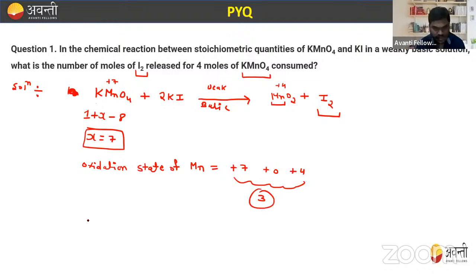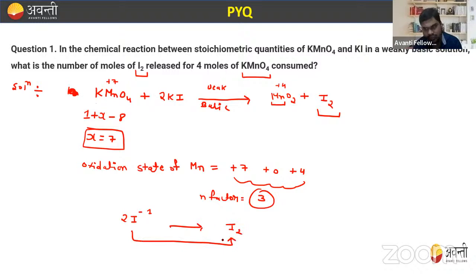So this is the n factor for KMnO4, the n factor for manganese, Mn. Similarly, what is the n factor of KI, beta? How will you calculate this? The n factor of KMnO4 is clear. For KI, this is 2I negative, and from this 2I negative it converts into I2. So the total change in oxidation state is 2, so the n factor is 2. So the n factor is 3 for KMnO4 and the n factor is 2 for KI.